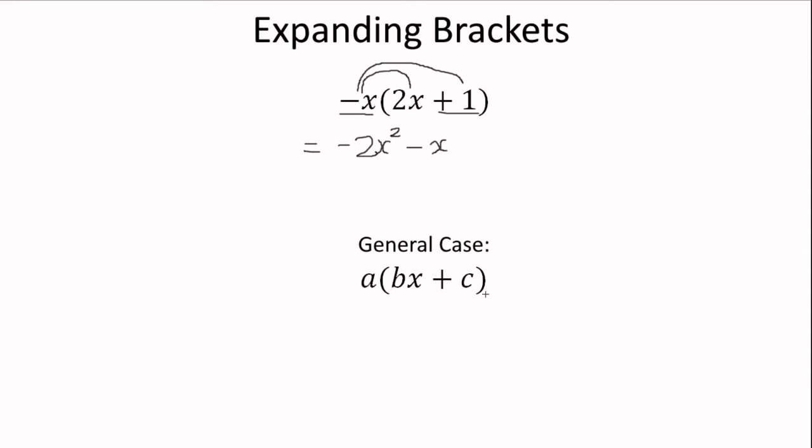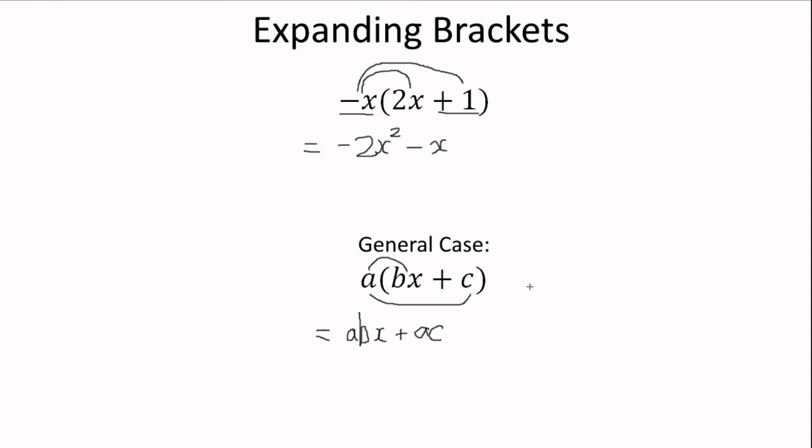And if we want to expand this out, again, you can guess, it is quite simply a times bx, which is abx, and then multiply a again by c, and you just get plus ac. And that is the general case of this kind of thing up here. So this is what it will be. Something of this kind, pretty much.